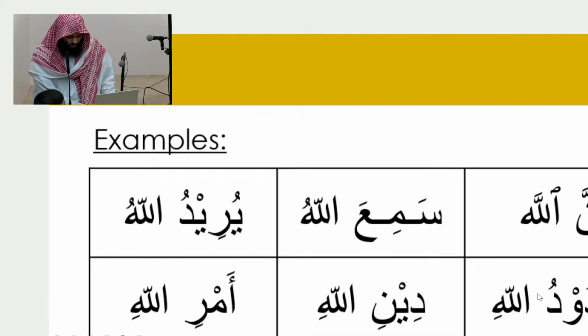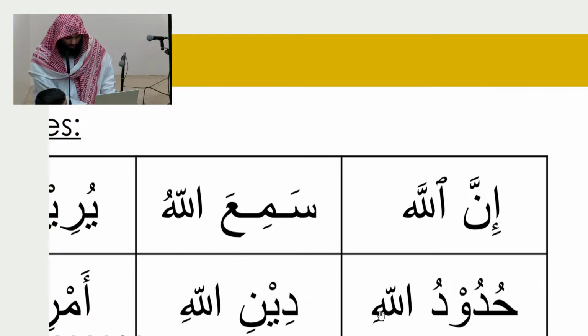Look over here, حدود الله. The ha has a kasra. So what's the ruling on this Allah, on this word? Is it heavy or light? You don't look at the end letter. Look at what's before. Before it's a dhamma, so it's heavy. Okay, that's a trick question.